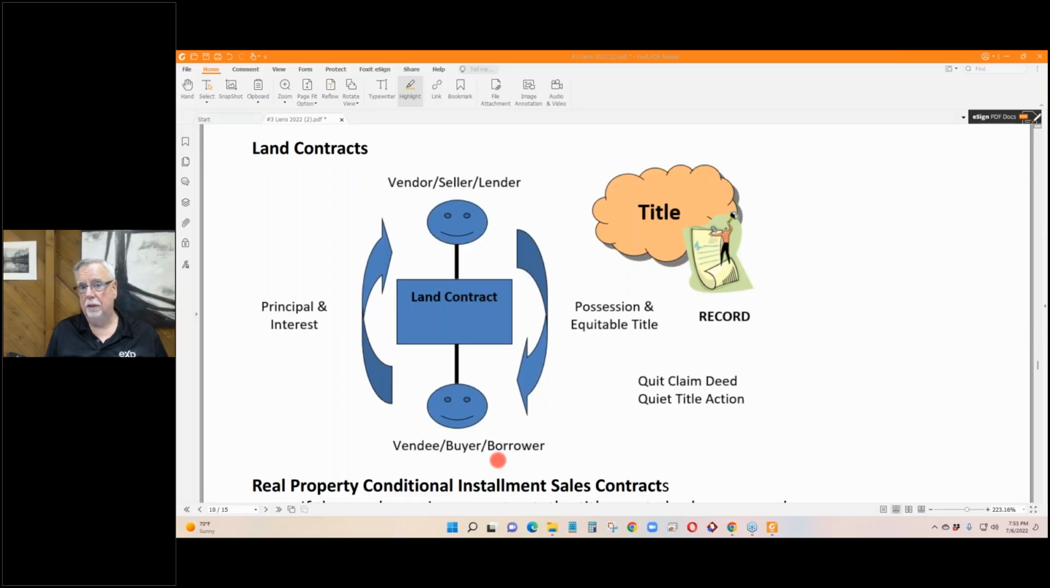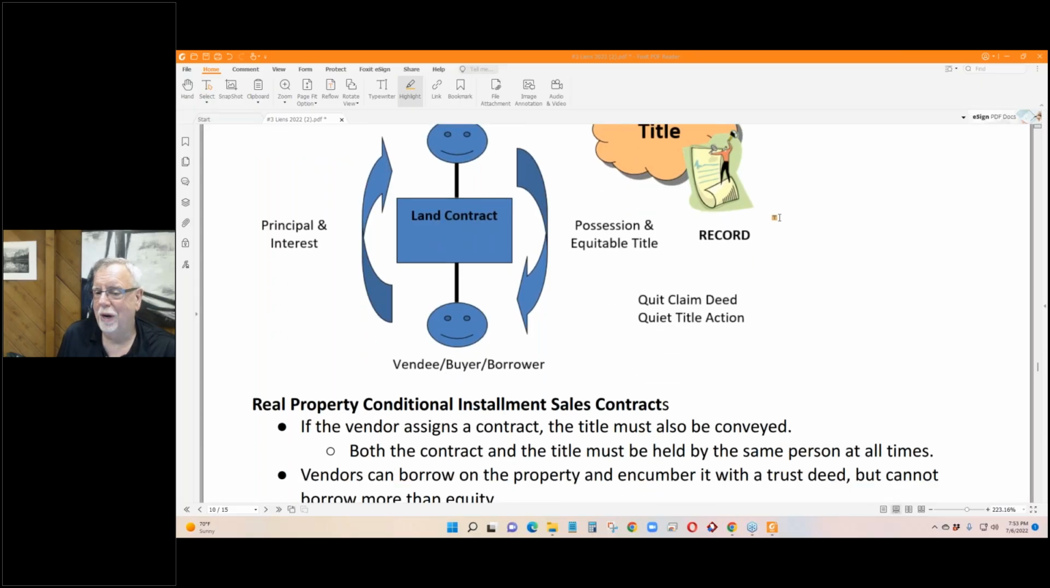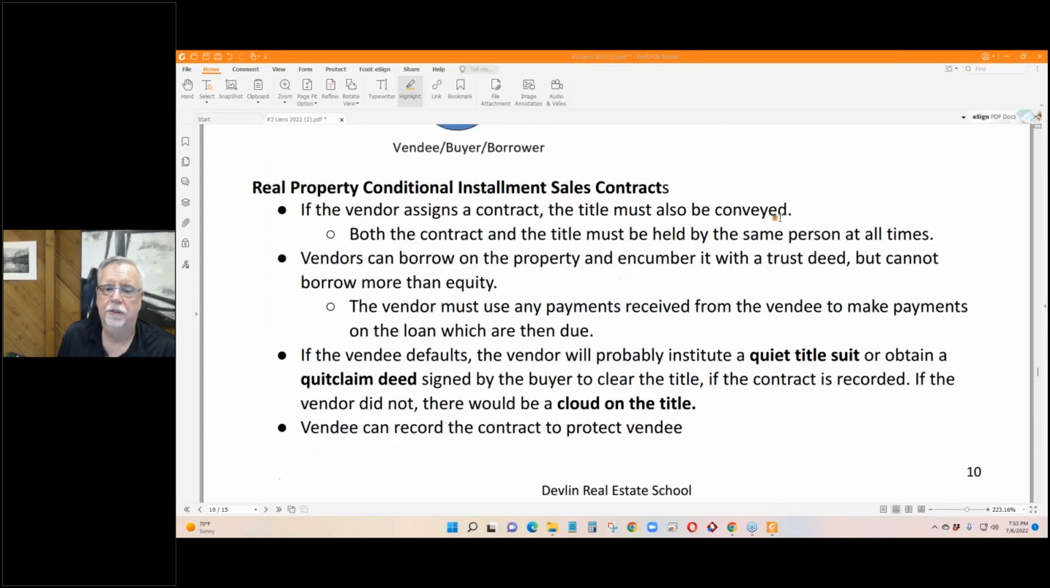Hire a lawyer. File a complaint, get a hearing, win the hearing, get a judgment, take the judgment and record the judgment. Now that process is called a quiet title action. You understand how long $5,000 is going to last when you hire a lawyer to go to court? We don't do this very often, but other than paying off the loan, those are the only 2 ways of removing the land contract.